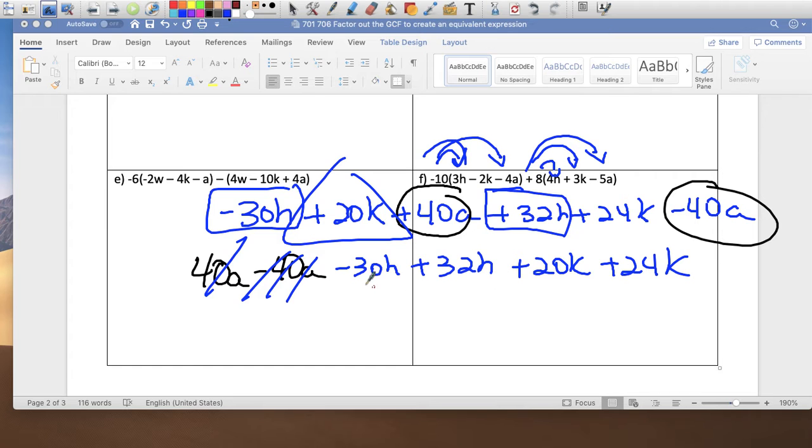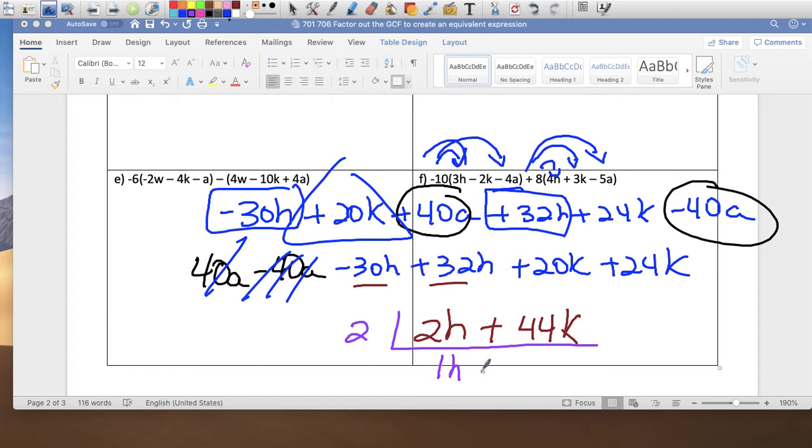30H plus 32H, they're not friends, right? So there's 2 more, so it becomes 2H. Positive plus a positive, that's easy. So just 20K plus 24K is 44K. So can we do a ladder method? 2 goes into 2H 1 time, or 1H. And 2 goes into 44 22 times, or 22K. Final answer is 2 times, instead of 1H, I'm just going to write H plus 22K. And that's it. Pretty simple.